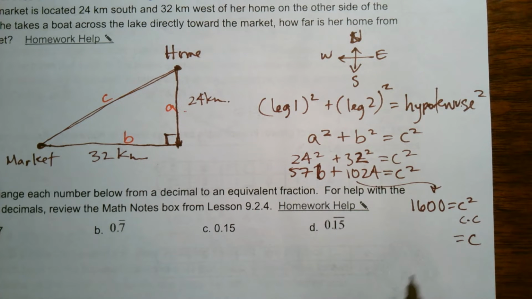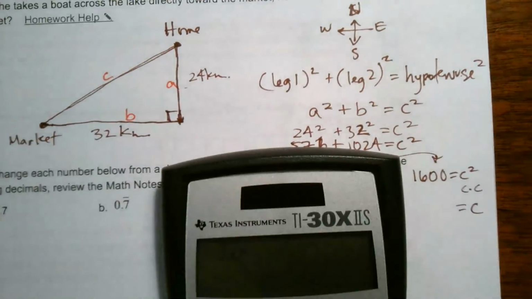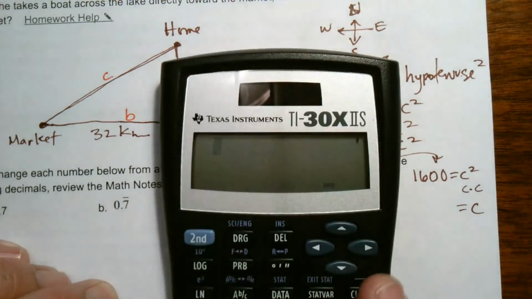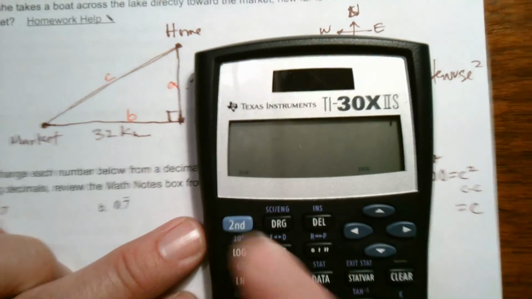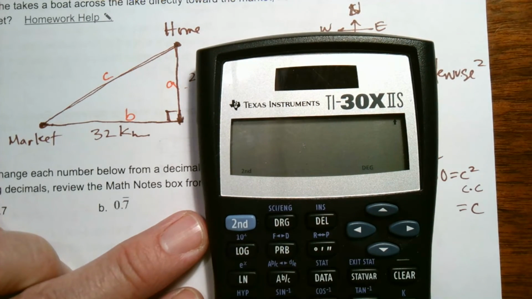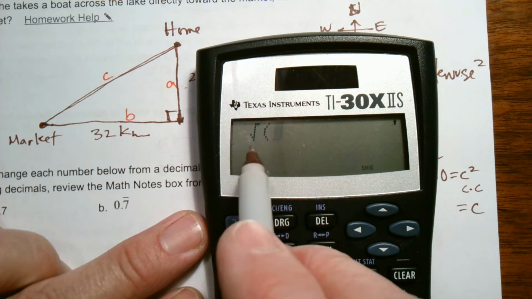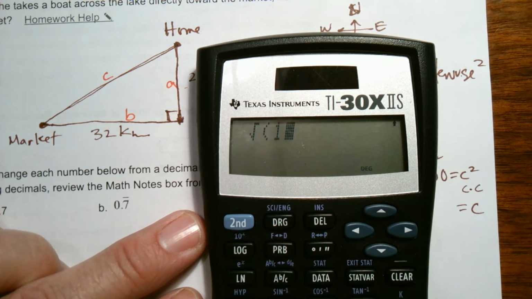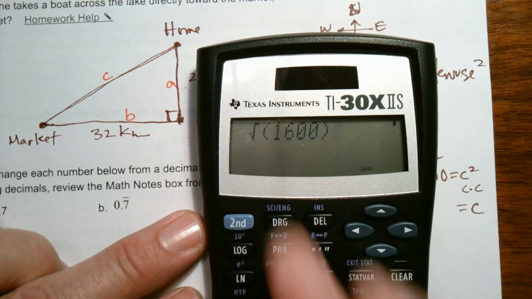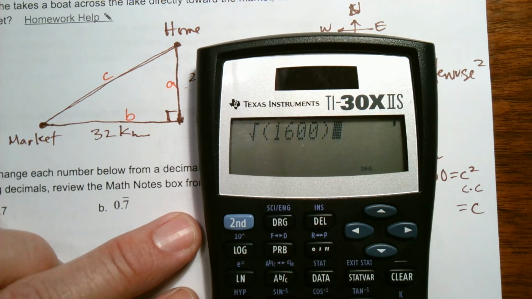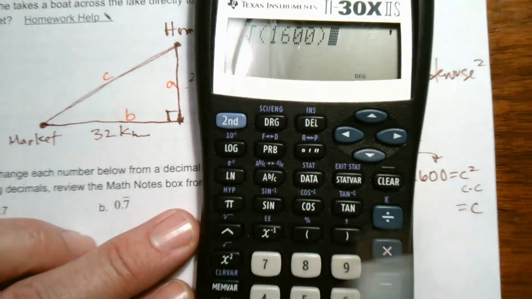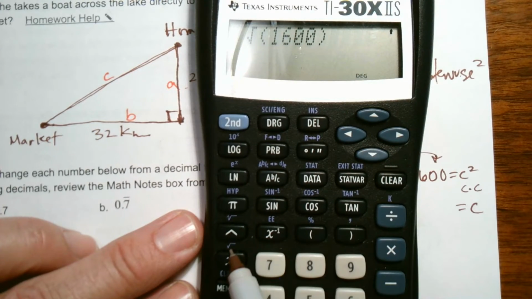If it's something that's not obvious, then you can always use the square root key. The square root key, remember, is on your calculator. It's that symbol there, that little blue one. That's the square root, taking the root of 1600, the opposite of squared. So that little key right there.